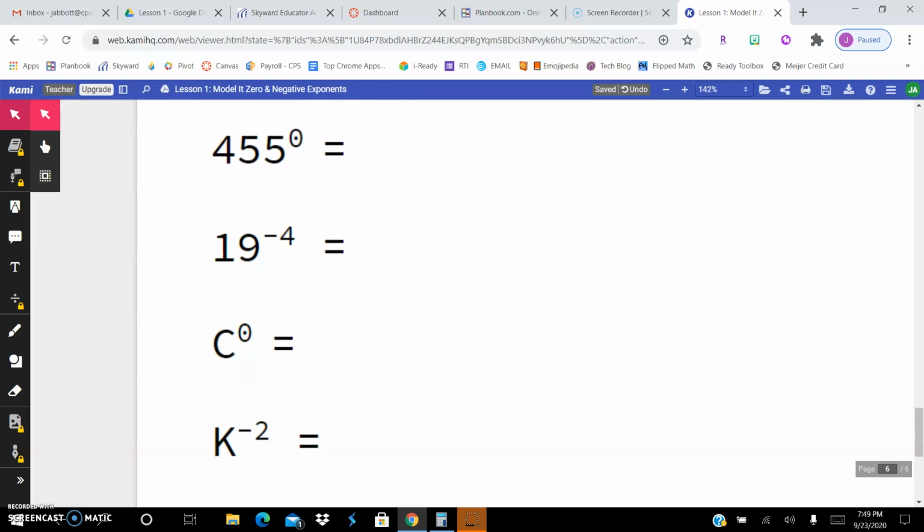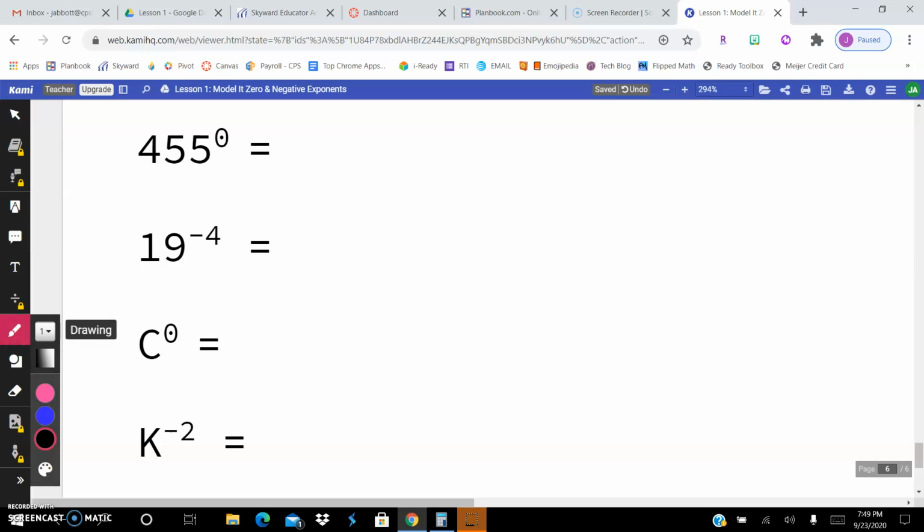And then we have 4 problems here for try it. I see a 0 power here, 455 to the 0 power. That answer is 1. And then I see c to the 0 power down here on the third problem. So I know that answer is 1 as well. The other 2 problems we have left, I notice, have negative exponents. So I know I'm going to start off with 1 over something. We have to make that fraction. And for the second problem here, our 19 and our negative 4 then becomes positive 4. And for the last problem, we keep the k and that negative 2 becomes positive 2 exponent.